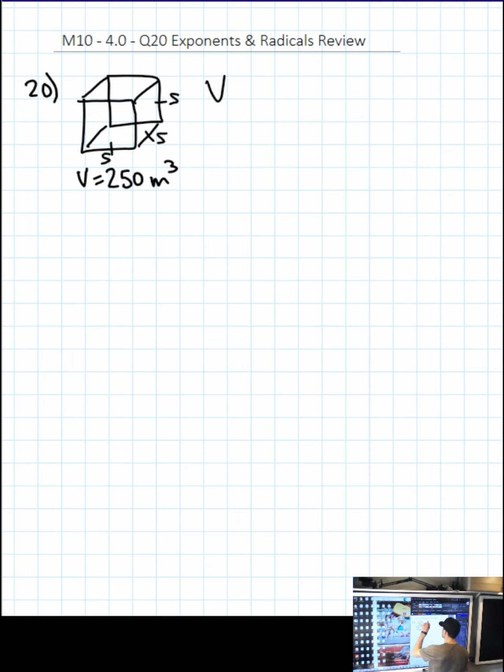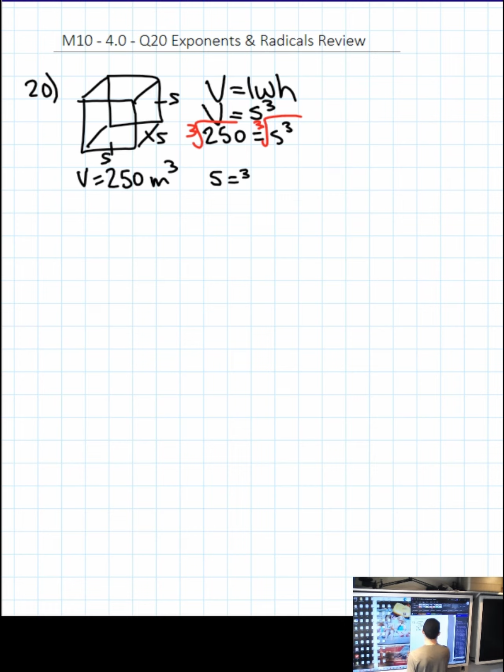So the formula for the volume of a cube is length times width times height, but specifically when the length, width, and height are all the same, S, our side length, we can just say S cubed. We can then take our volume and substitute on the left-hand side of the equation, 250 equals S cubed, and we can reverse a cubed by cube rooting both sides. Therefore, S equals the cube root of 250.